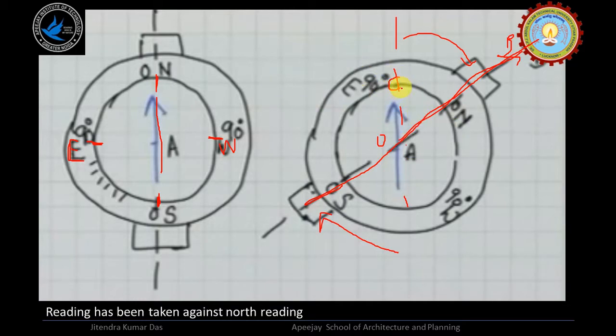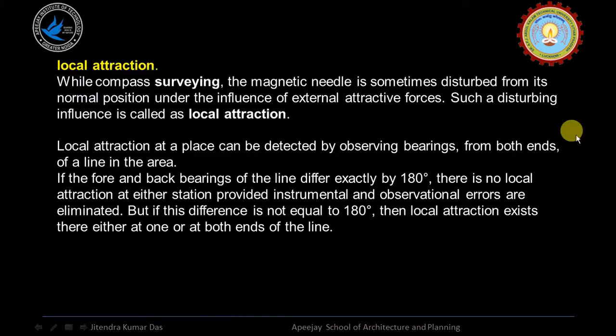But how to take the reading? Generally we will take the reading at this point. Some reading will come at this point, north certain reading with east. You will get the reading in the quadrantal bearing system. So this instrument, that is the surveyor compass, helps us to take the reading in the quadrantal bearing system.